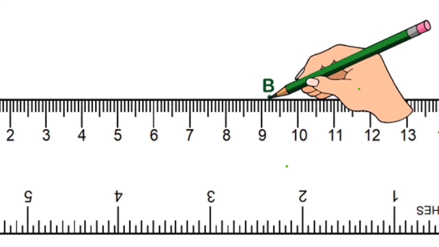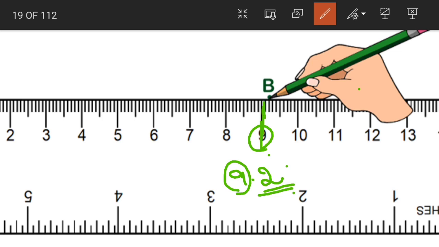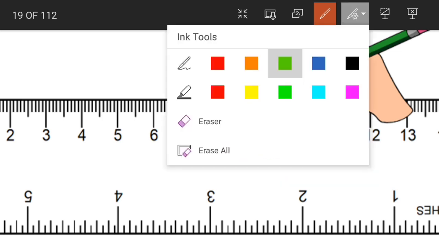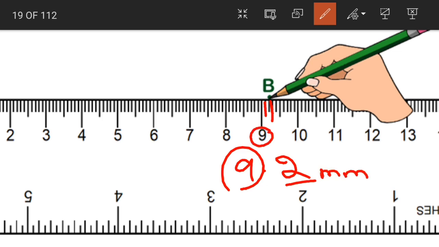See here. What is 9.2? What did we learn, children? Here the 9 is nothing but the 9 centimeter mark. Now 2 means after the 9 centimeter mark, at the second line. See, 1 and 2. Yes or no? 9 centimeters, 2 millimeters. So this is 9 centimeters and the second line here represents 2 millimeters.